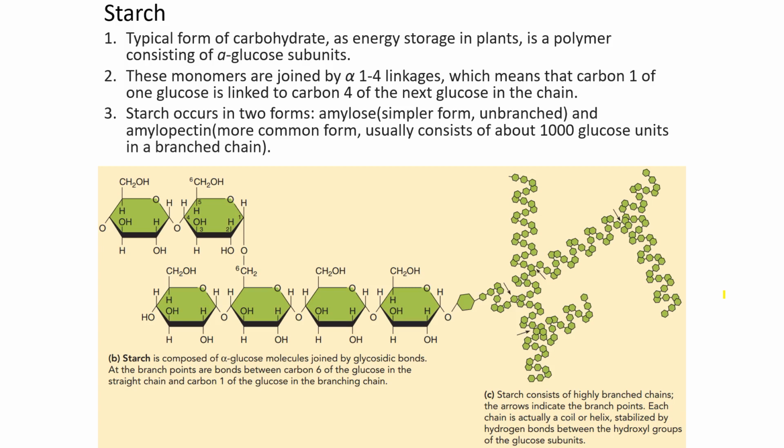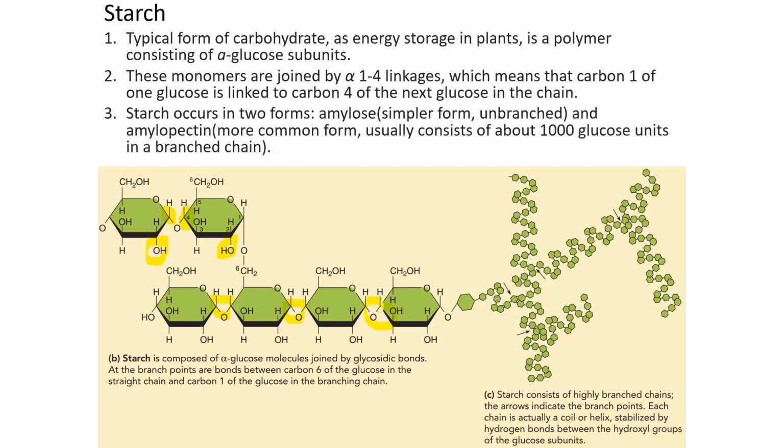Now these monomers are joined by alpha 1,4 linkages, which means that carbon 1 of one glucose is linked to carbon 4 of the next glucose in the chain. Let's take a look here. This is the first carbon, and this is the fourth carbon. How do you know this is an alpha glucose? Look at the position of the OH on carbon number 2. Both are under the plane. So it's an alpha 1,4 glycosidic bond. These are all alpha 1,4 glycosidic bonds.